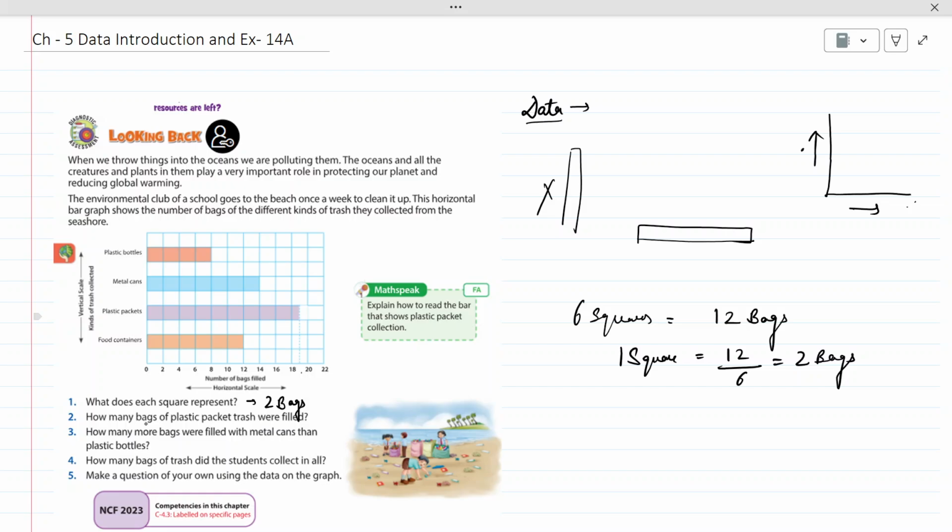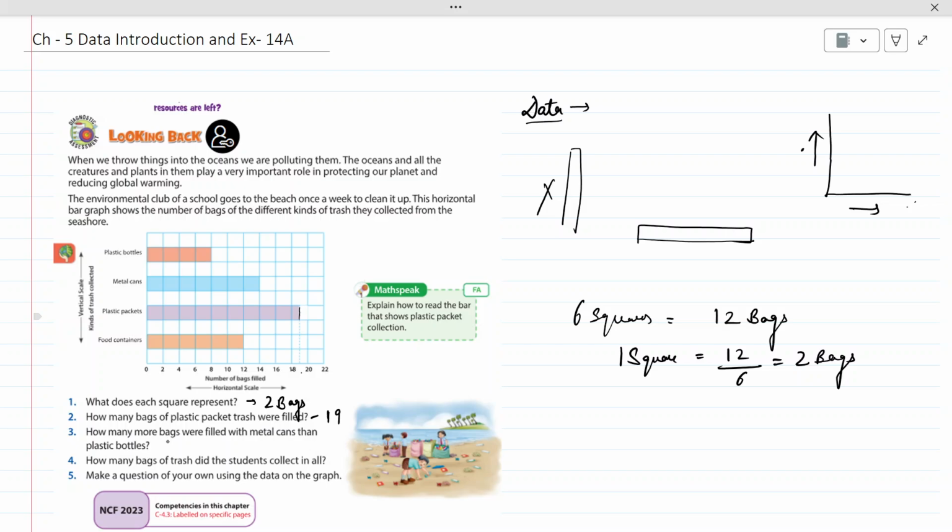Next, how many bags of plastic packet trash were filled? So here for plastic packets there are 19 bags, because this bar is somewhere between 18 and 20. In fact, it is in the middle of 18 and 20. So we have 19 bags filled with plastic packets.